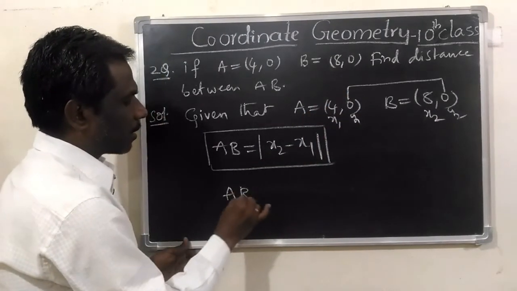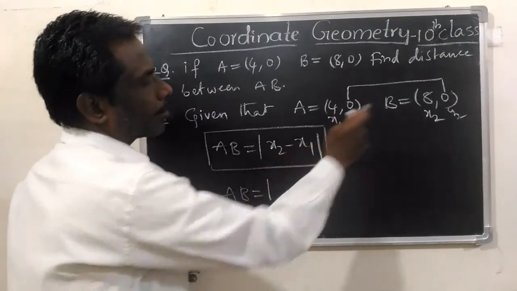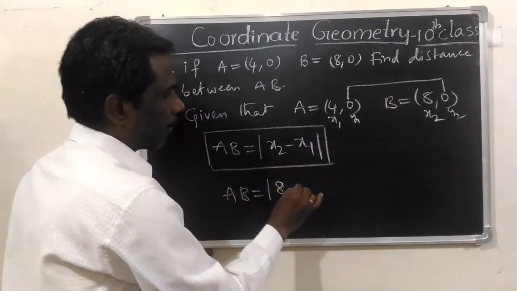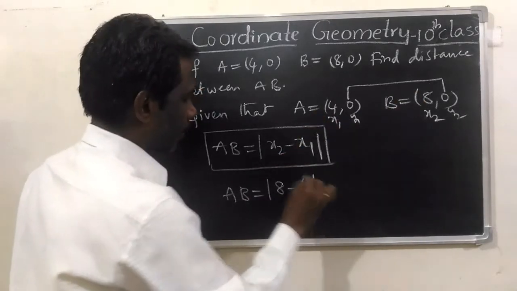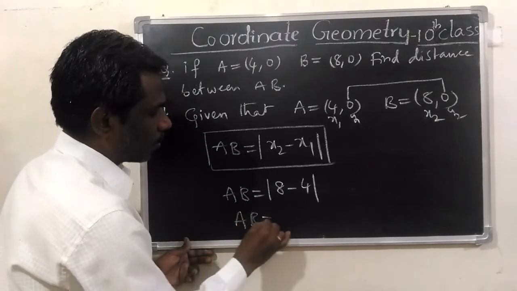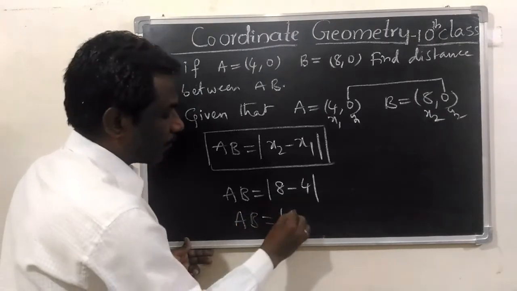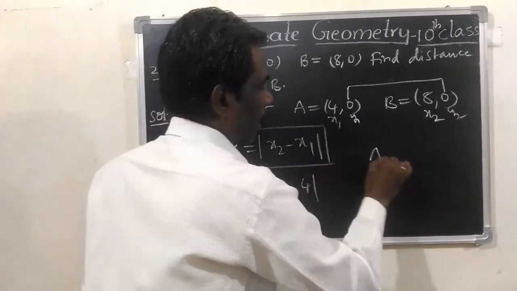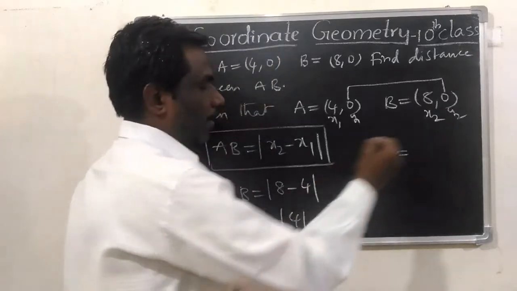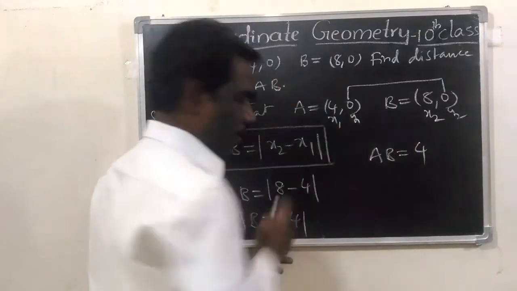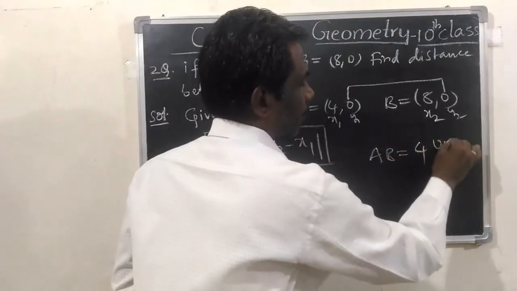So write AB equals mod x2, which is 8, minus x1, which is 4. So AB equals mod 8 minus 4, which is 4. So AB equals mod 4, we can write 4 units.